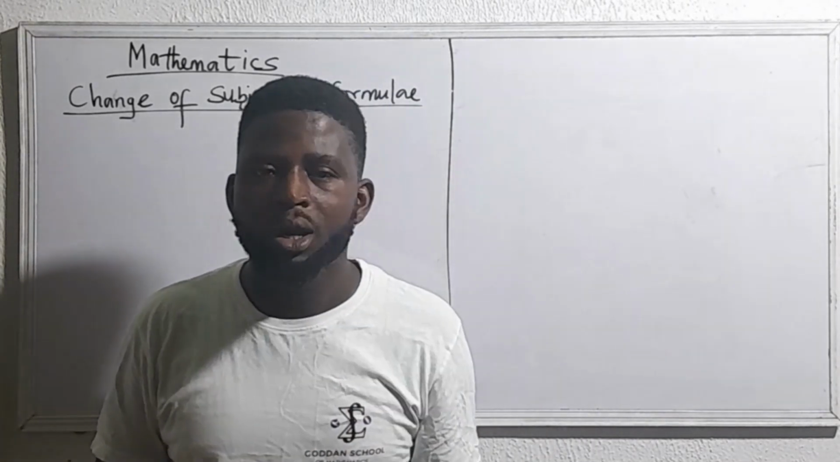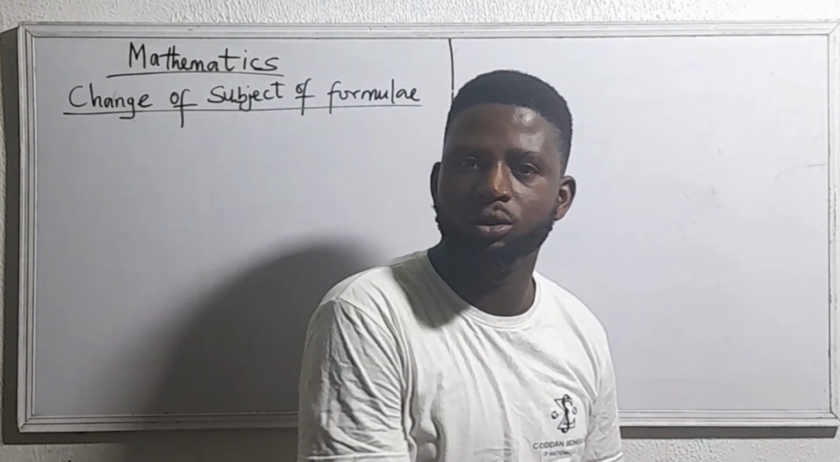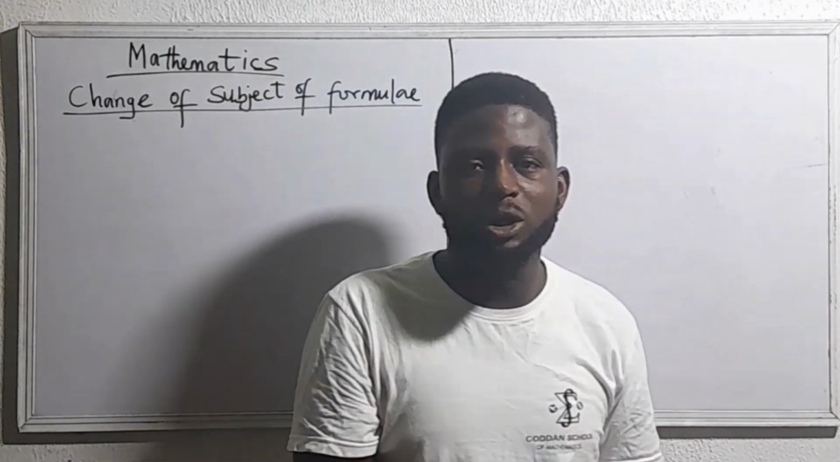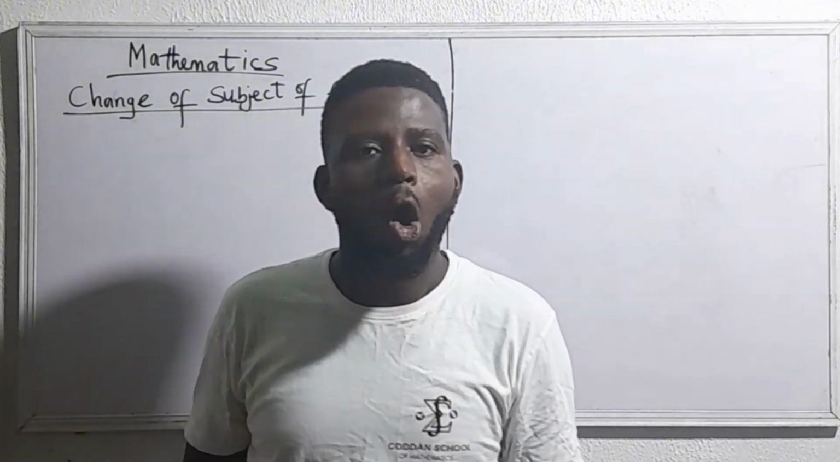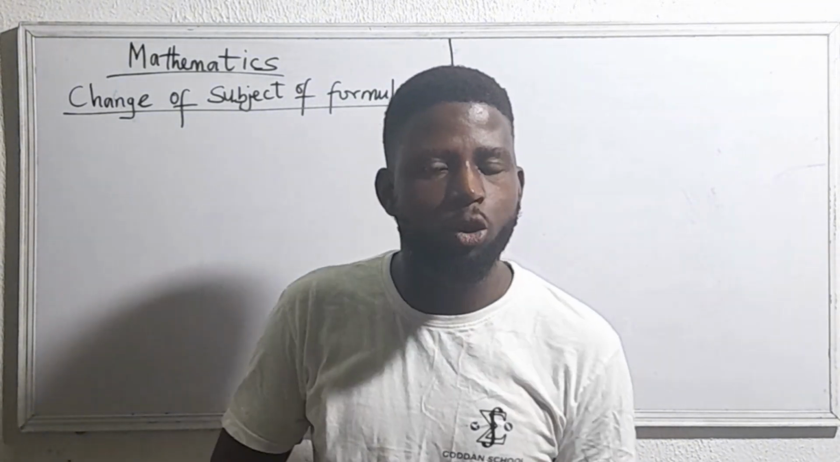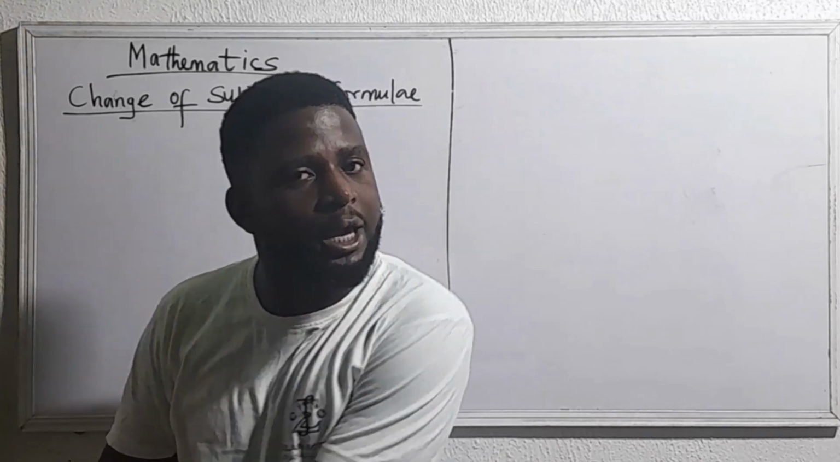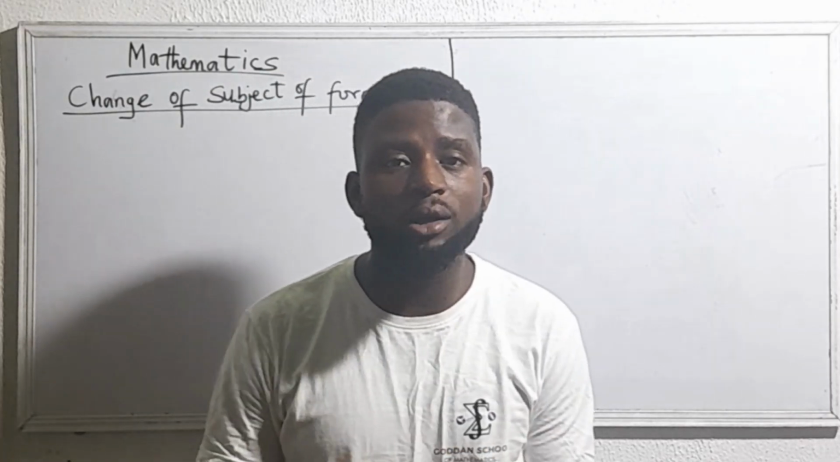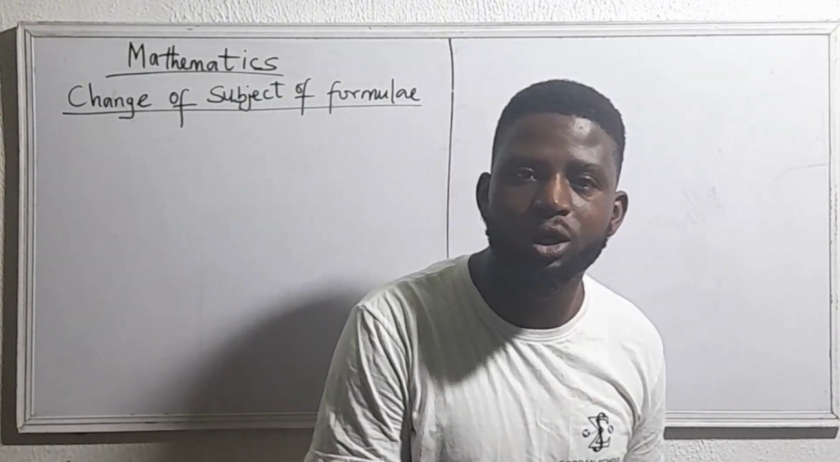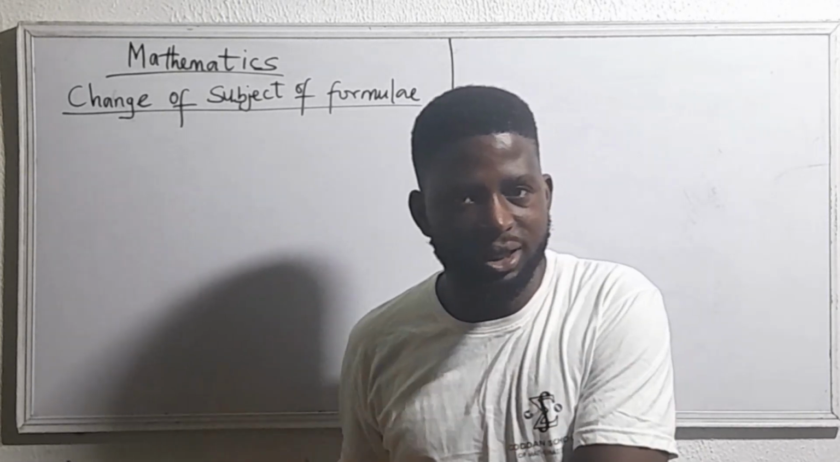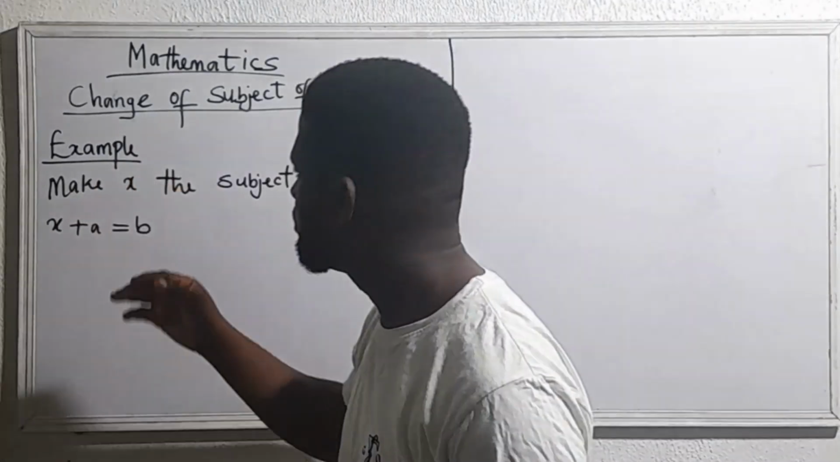For example, the rule of balancing an equation, which states that whatever is done on one side must be done on the other side, also applies in changing the subject of a formula. Why? Because it is also an equation. Now, if you've not seen my last video on simple equations, please do well to quickly check it before you check this.